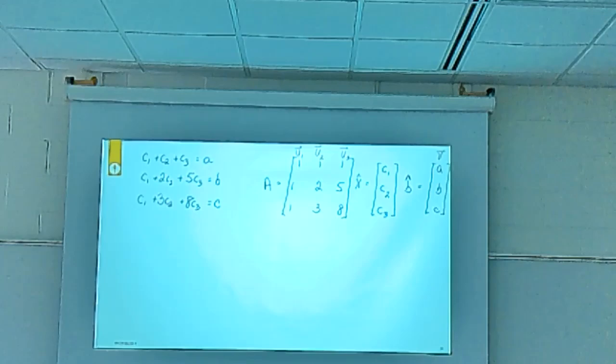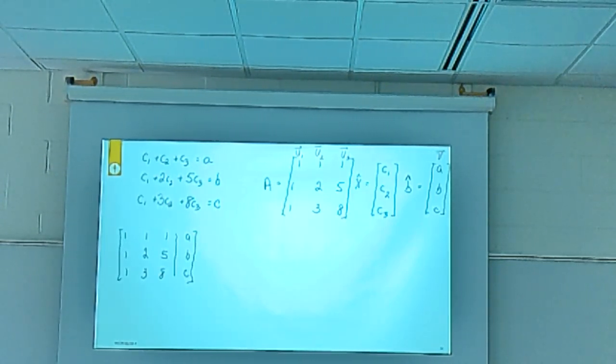Now I know how to skip the step. You just set up your matrix where each column is one of the vectors. And ultimately, it's going to be augmented with your b, right? The one you're trying to write as a linear combination. Augmented with A, B, C.